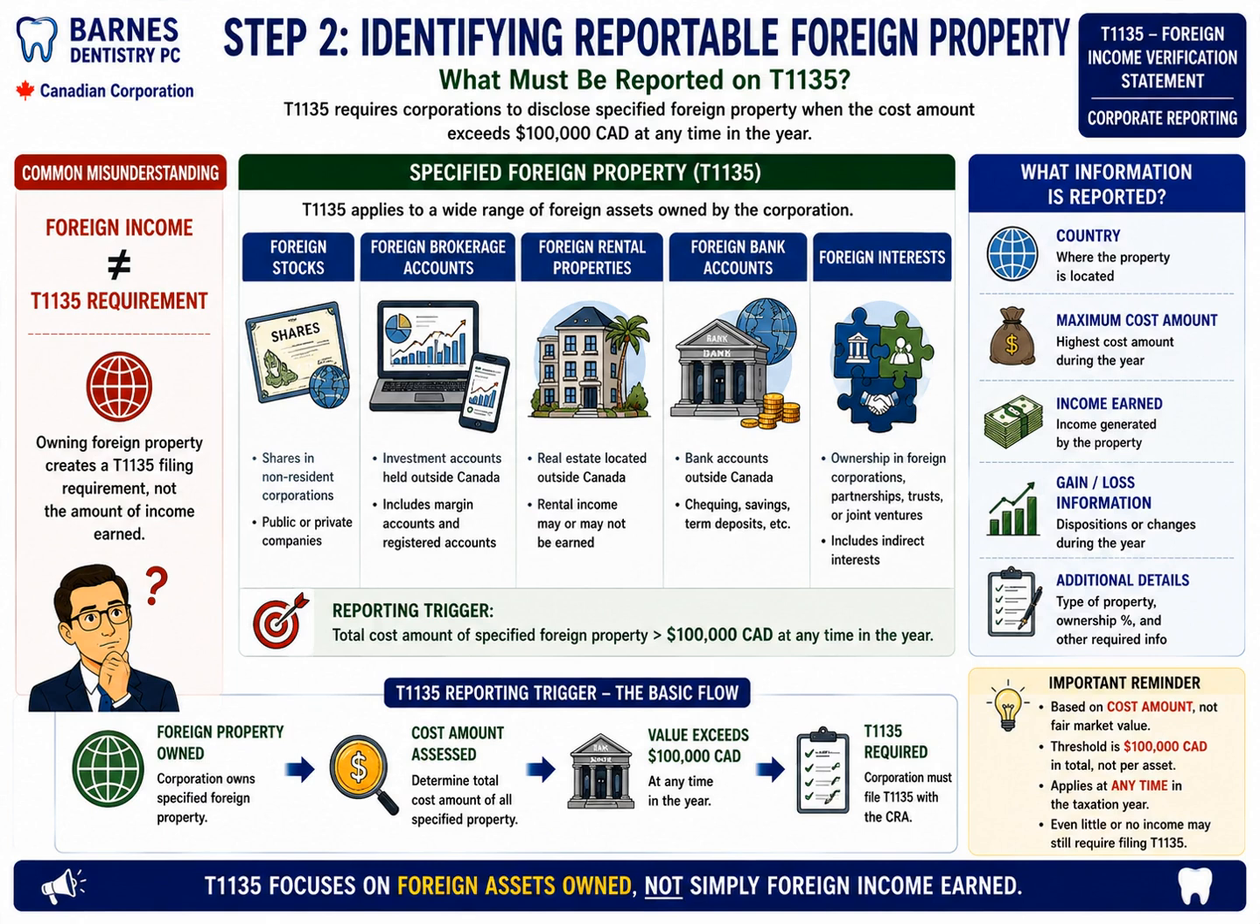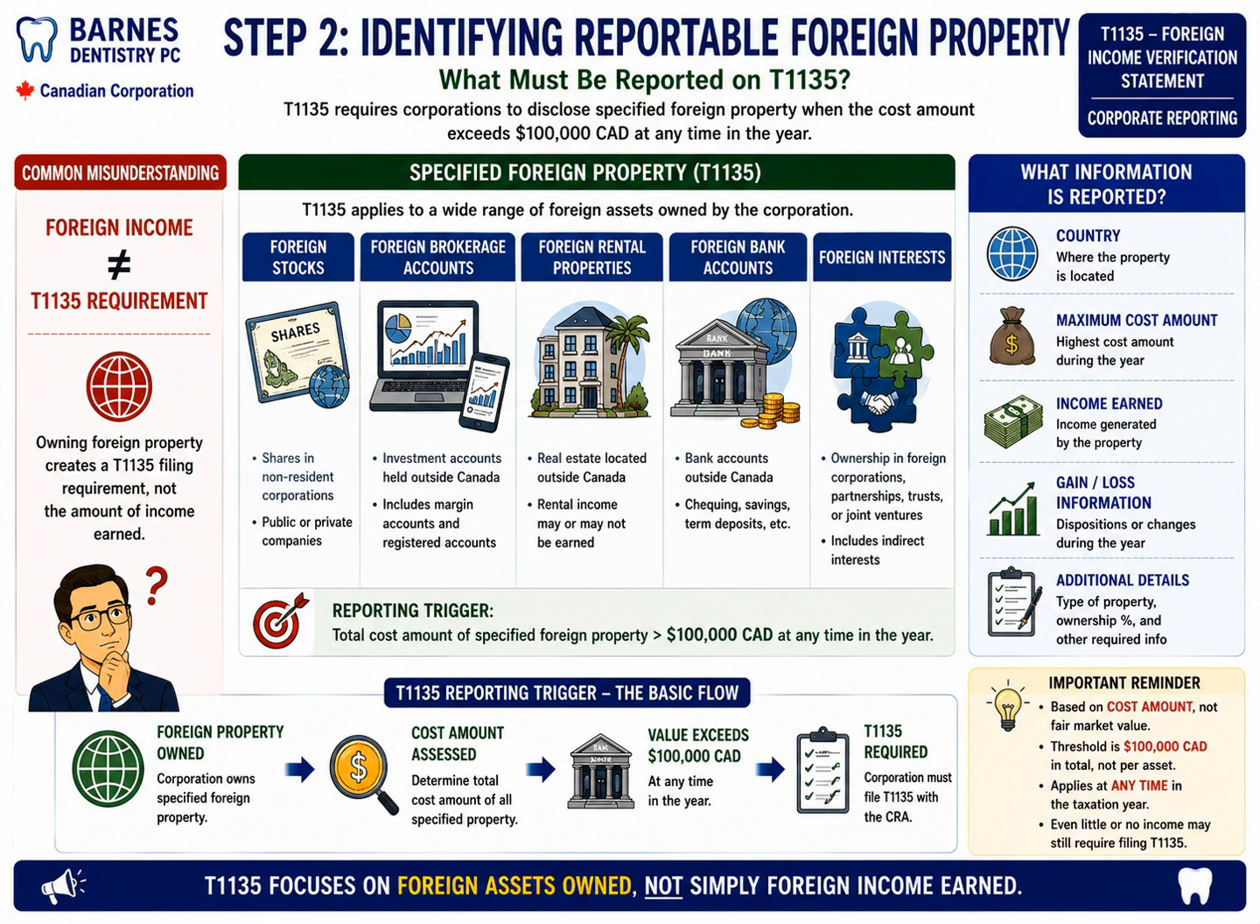These accounts may hold cash deposits, savings balances, or other funds outside Canada. Foreign bank accounts are among the most commonly recognized examples of specified foreign property. The fifth category is foreign interests. This can include ownership interests in foreign corporations, partnerships, trusts, or joint ventures. These interests may create reporting obligations even when the ownership structure is more complex than simply owning shares directly.